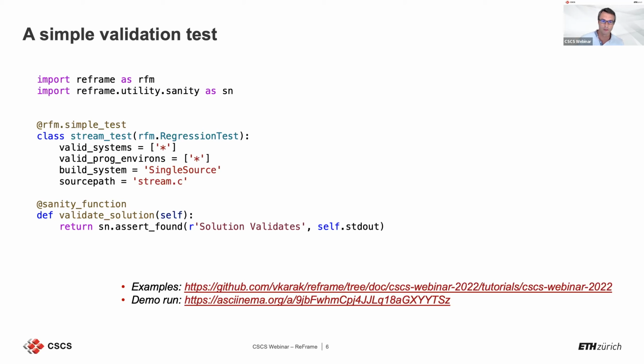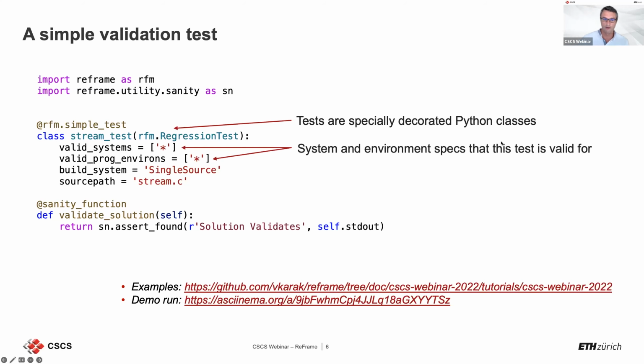So you have some modules that you need to import. And basically, tests are simple classes with some statements in their class body, and they have to be decorated. For example, all tests need to have valid systems and valid programming environments. This is basically how you scope the test for specific system and environment specs. We're going to see that more in practice.